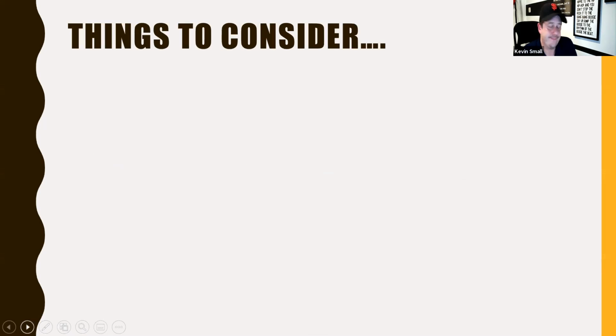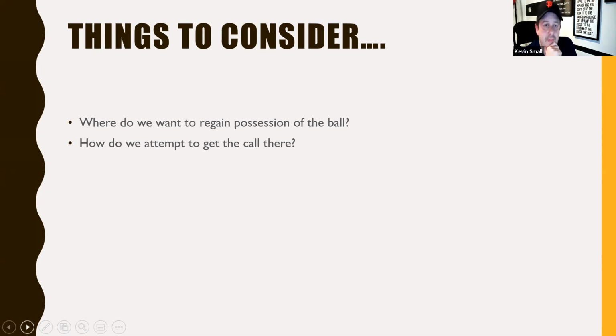So things to consider. We need to start off with, where do we want to regain possession of the ball? Is there a certain area of the pitch where we have our fastest, most attacking players? Or is it an area of the pitch where perhaps we have our best playmakers so they can move the ball on? But before we even talk about what we're going to do as a press, we need to understand where we want to regain possession of the ball. So, good spelling there. How do we attempt to get the ball there? So what's the structure of what we're trying to do to get it to the area where we believe we need to win the ball back?